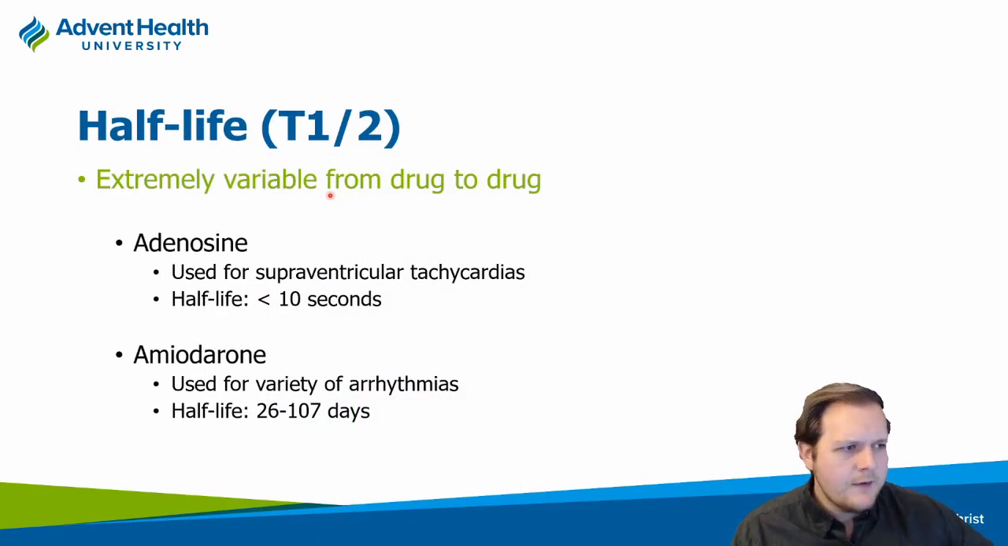To give you some examples of different half-lives, they can be extremely variable depending on the drug. I have two antiarrhythmic drugs here. For example, I have adenosine and I have amiodarone. Adenosine is actually used to treat supraventricular tachycardias. You'll learn a lot about this in your cardio class, and certainly we talk about this in Pharm 1.